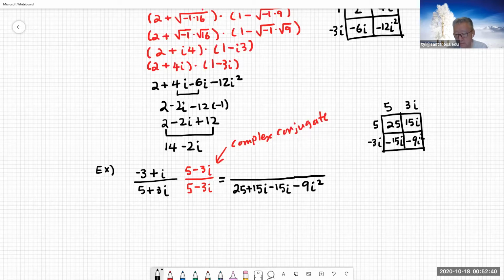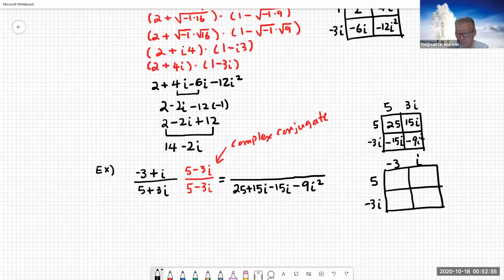Now let's do the top. Okay. So I got minus 3 and i, then I have a 5 minus 3i. So I have a minus 15, 5i, minus 3 and minus 3i, you get positive 9i. Then I have a minus 3i squared. So let's write that on the top. Minus 15 plus 5i plus 9i minus 3i squared.